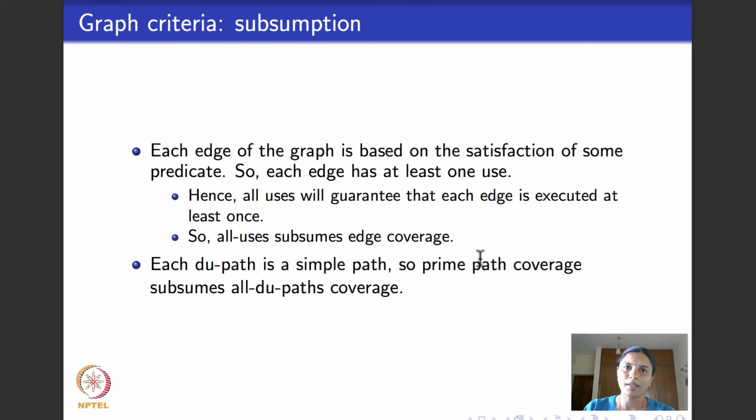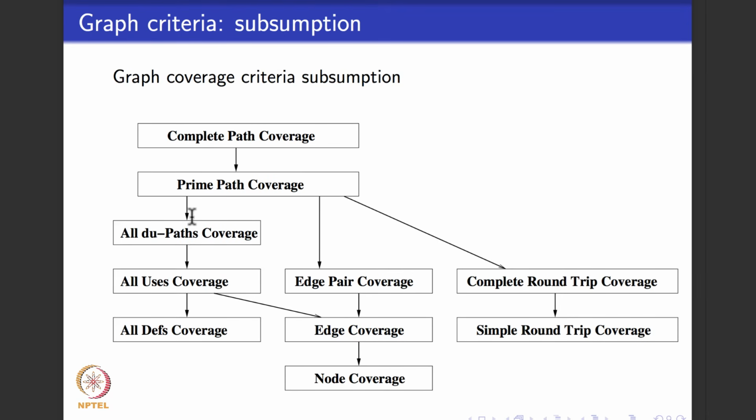Because every DU path is a simple path, prime path coverage subsumes all DU paths, because prime paths are simple paths that are not subpaths of any other path. So prime path coverage subsumes all DU paths. A small point to be noted here is that this subsumption is with reference to only feasible test criteria. But for now, we can safely assume that this holds for most of the programs that we will look at, right?